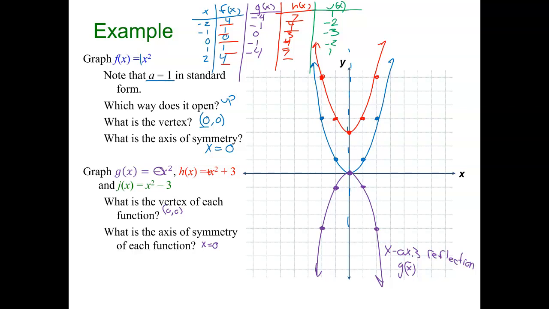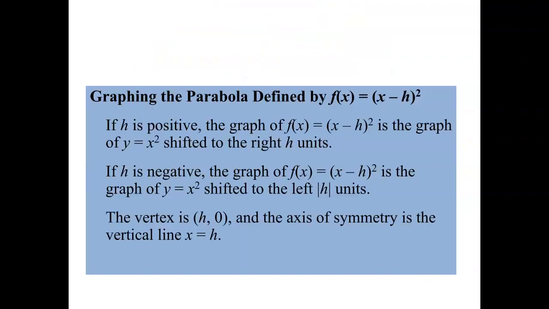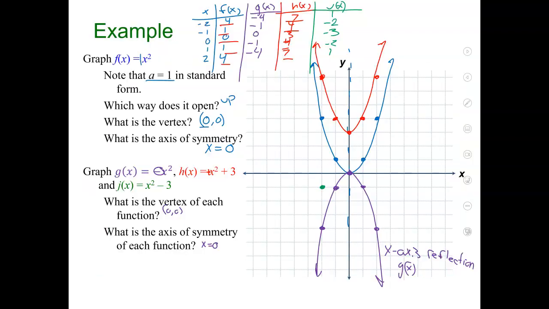So we have our new points at negative 2, 1. Negative 1, negative 2. 0, negative 3. There we go. Much better. I took all of these points, and I moved them down 3 units. Every single point from my parent function went down 3 units.